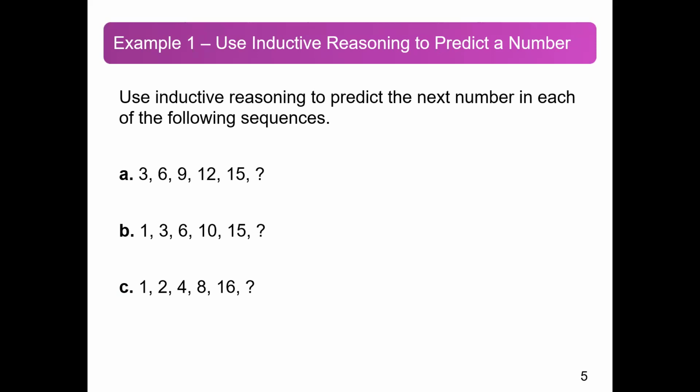So for letter B, the answer I believe is from 1 to 3, you're adding 2. And then from 3 to 6, you're adding 3. And from 6 to 10, you're adding 4. And then you're adding 5. So you can somehow conclude that for the next number, you have to add 6. So I believe the answer for letter B is 21.